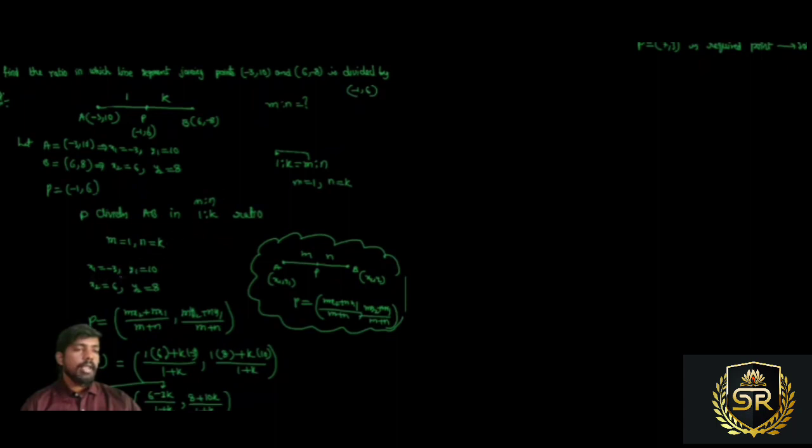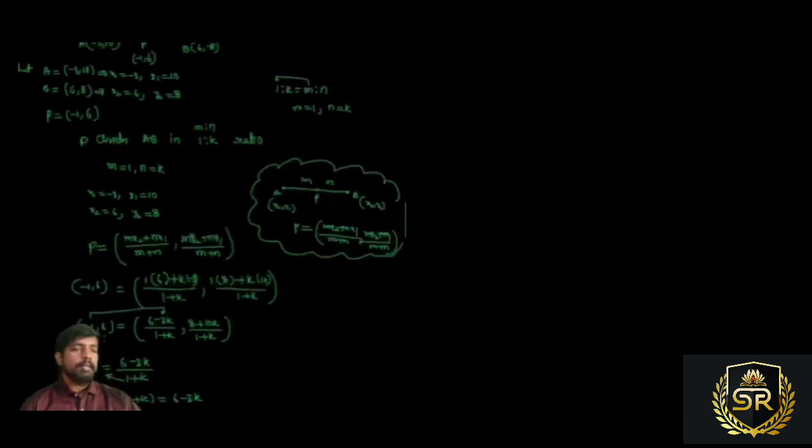So the x1, y1, x2, y2 values we know. We know the formula: P is equal to (mx2 plus nx1) by (m plus n), (my2 plus ny1) by (m plus n). Substituting the corresponding values, we get one final result. From here, just equate either the x value or the y value. Consider the smaller value, like minus 1, which is very small when compared to 6. That's the reason it is better to equate with the smaller numbers.